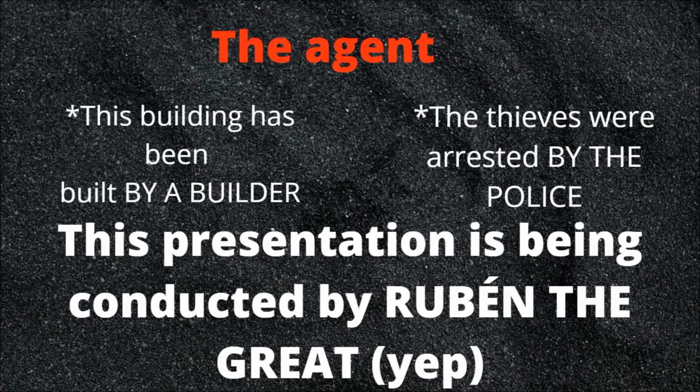Here, you can see how the agent works. For example, the first two sentences at the top of the screen are not very correct because the information that you're saying with the agent is kind of irrelevant or not necessary or you can presuppose it from the context. For example, this building has been built by a builder, of course, who else? Or the thieves were arrested by the police. So, come on. But this presentation is being conducted by Ruben the Great.